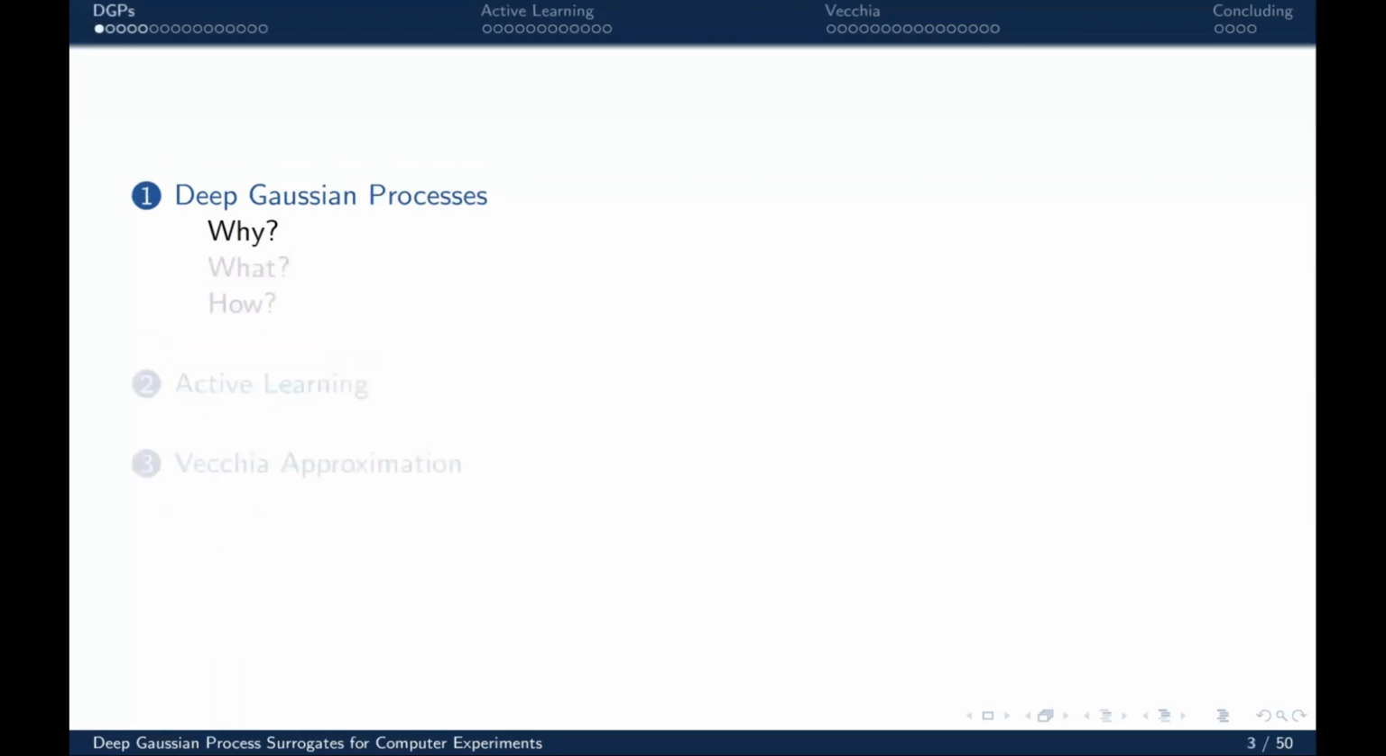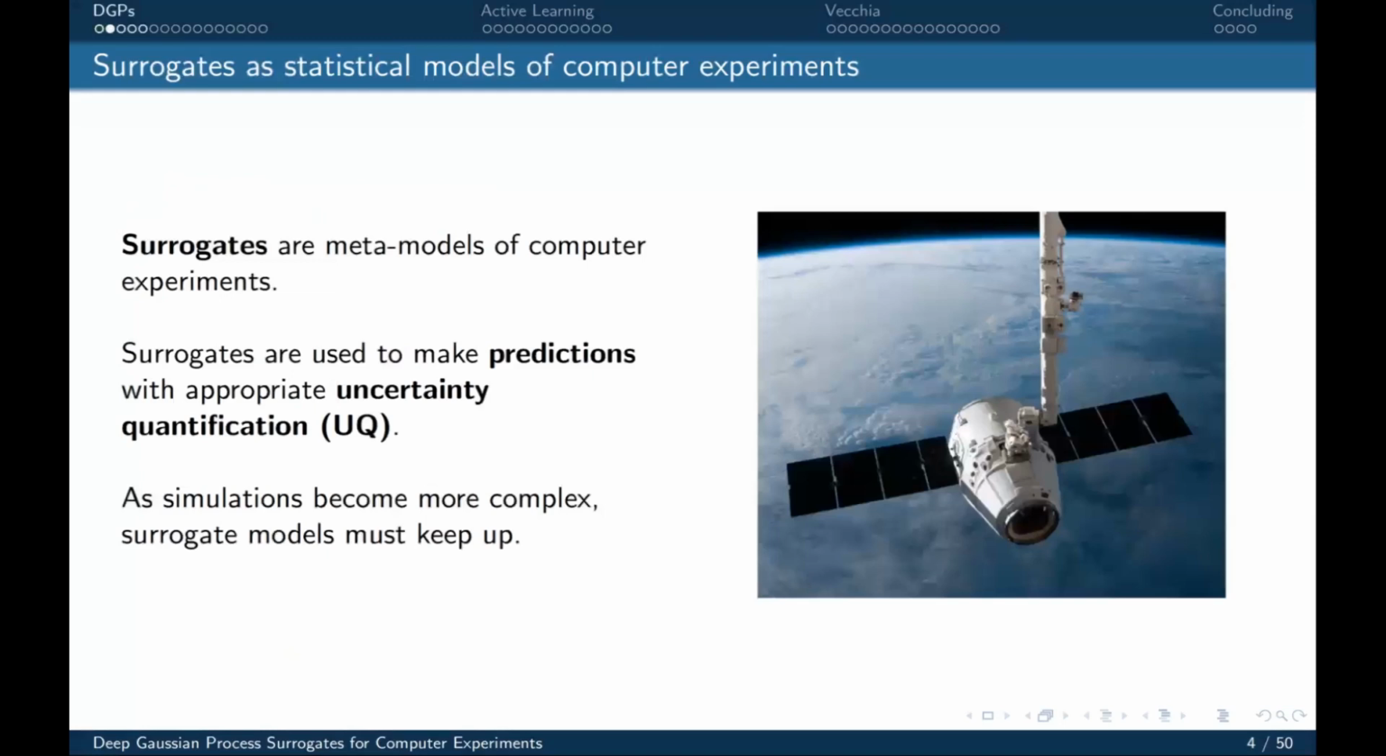Okay. What's a deep Gaussian process? Why do we need one? I work in computer surrogate modeling, and I'll explain what that is in a second. But I think there are 3 areas of statistics where Gaussian processes are popular. You might even say they're the canonical tool.